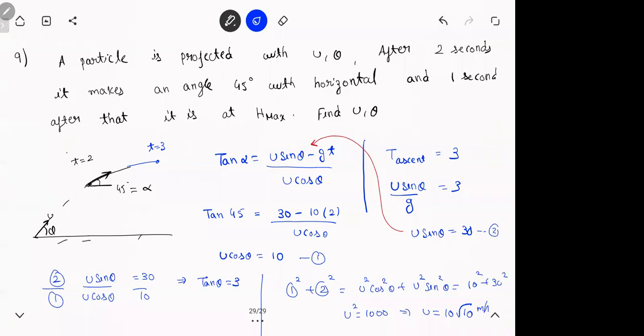Again, I'll explain. He said after 2 seconds, the angle is going to become 45. Indirectly, he said alpha is 45. That's one equation. Second thing, he said it took 2 seconds to make 45 and 1 more second to get H max. So total 2 plus 1, 3 seconds, you are reaching H max. So time of ascent is given. From time of ascent, you get u sin theta. From tan alpha, you will get u cos theta. If you divide equation 2 by 1, u and u will cancel. You get tan theta. If you square and add equations 1 and 2, you will get cos squared theta plus sin squared theta, which is 1. From there, you get the speed also.